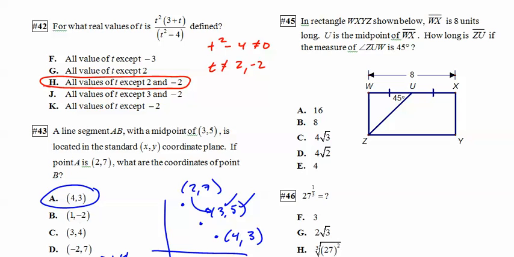In rectangle WXYZ, WX is 8 units long. U is midpoint. How long is ZU if the measure of angle ZUW is 45? Midpoint 4, 4, 4 root 2. Fairly easy 45, 45, 90 problem.